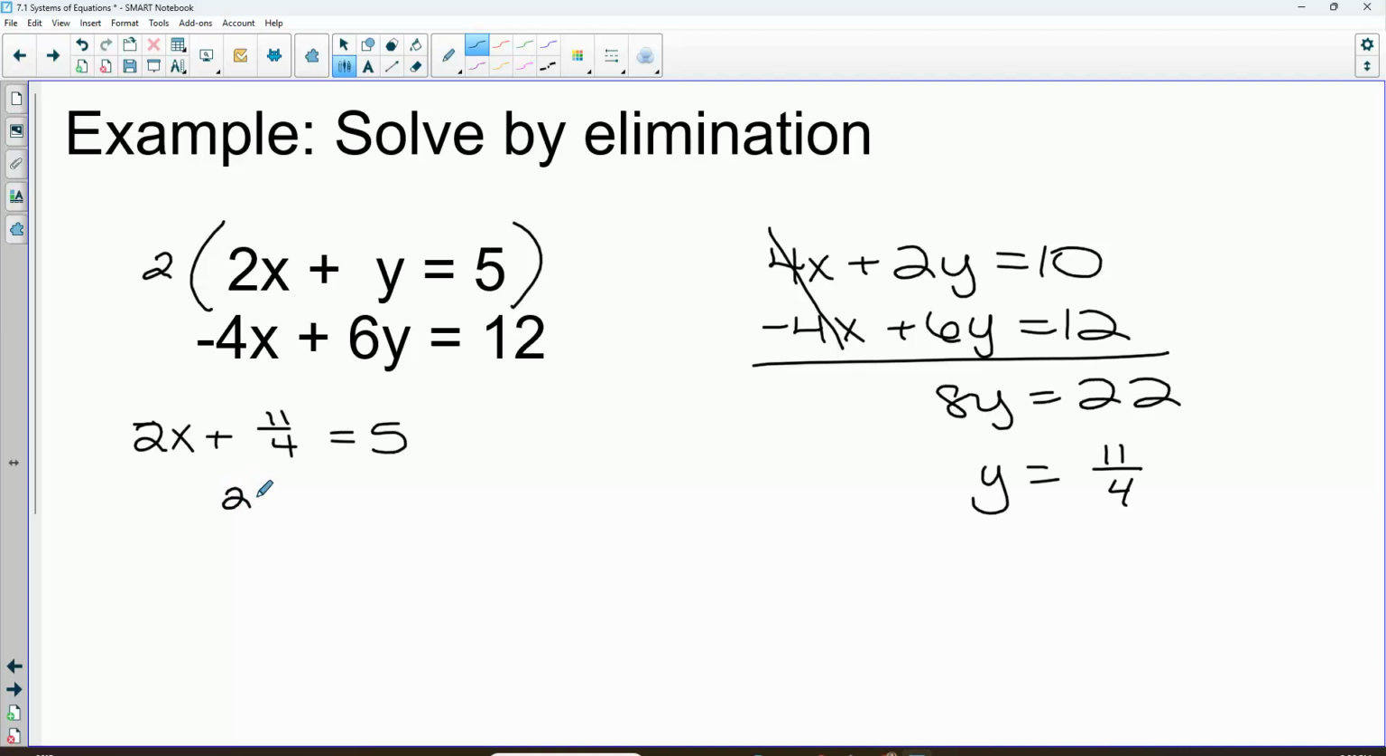Okay, if I subtract over my 11 fourths, I get 9 fourths, divide by 2, and we get 9 eighths. So my answer, 9 eighths, 11 fourths.